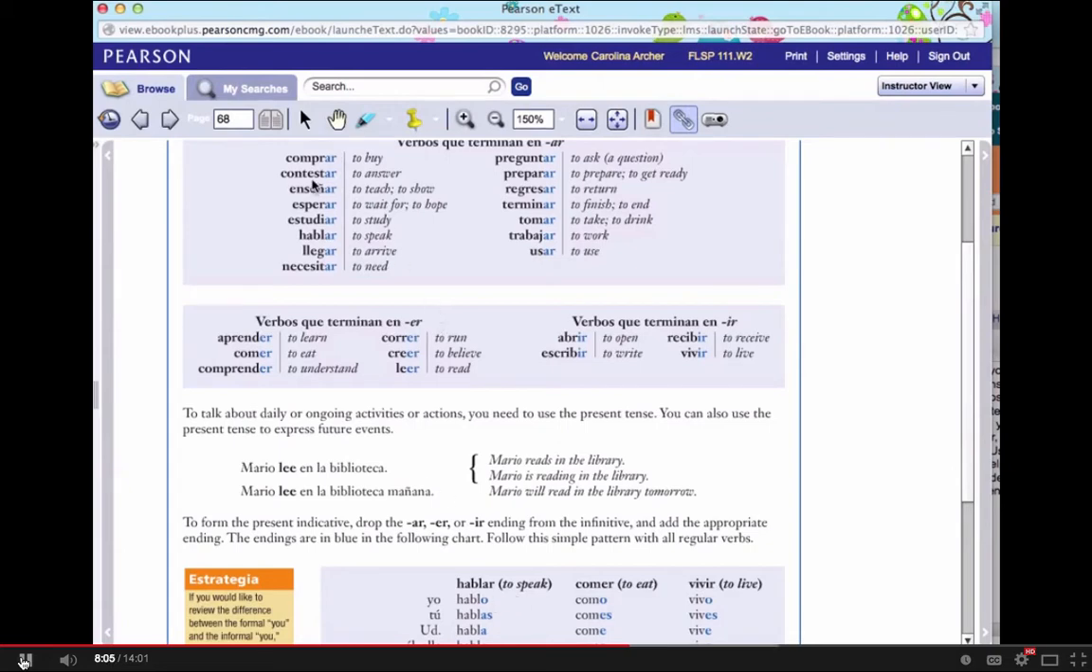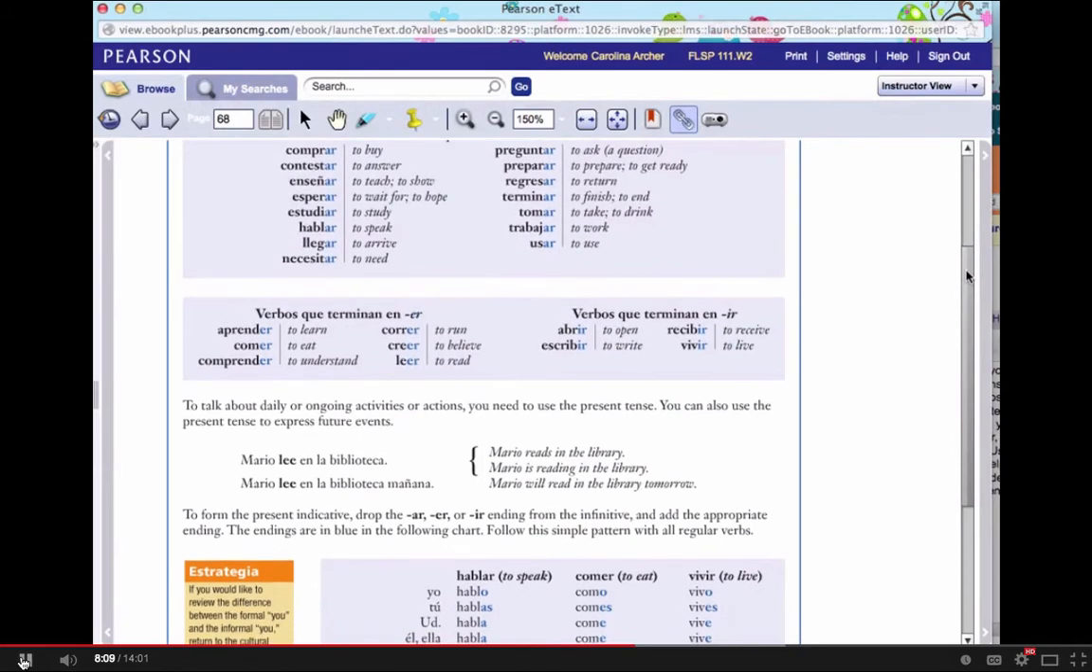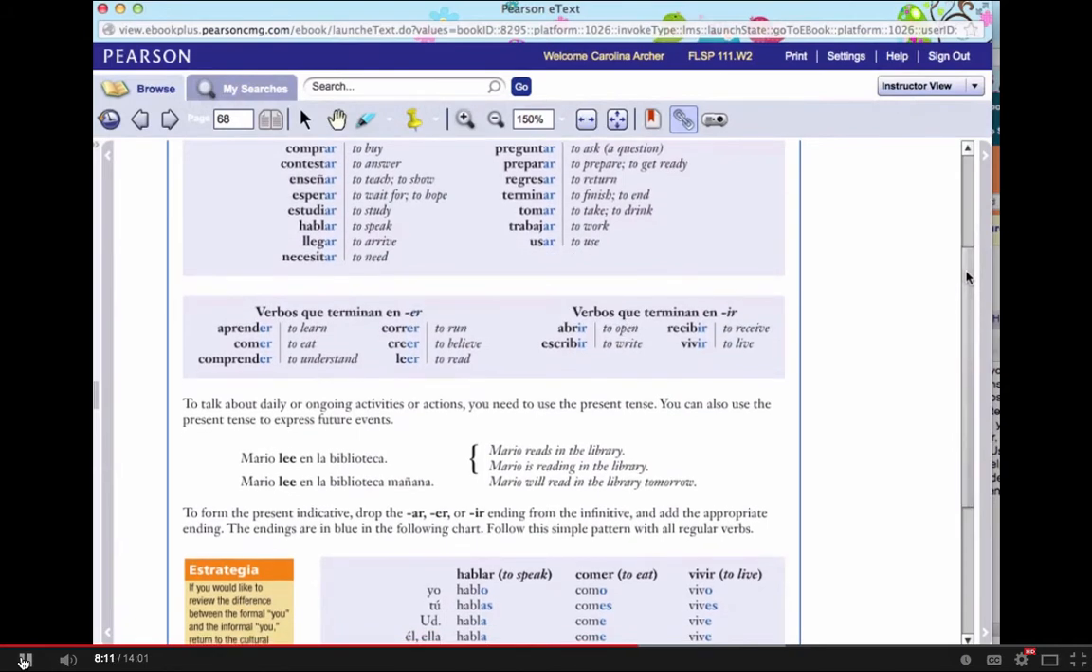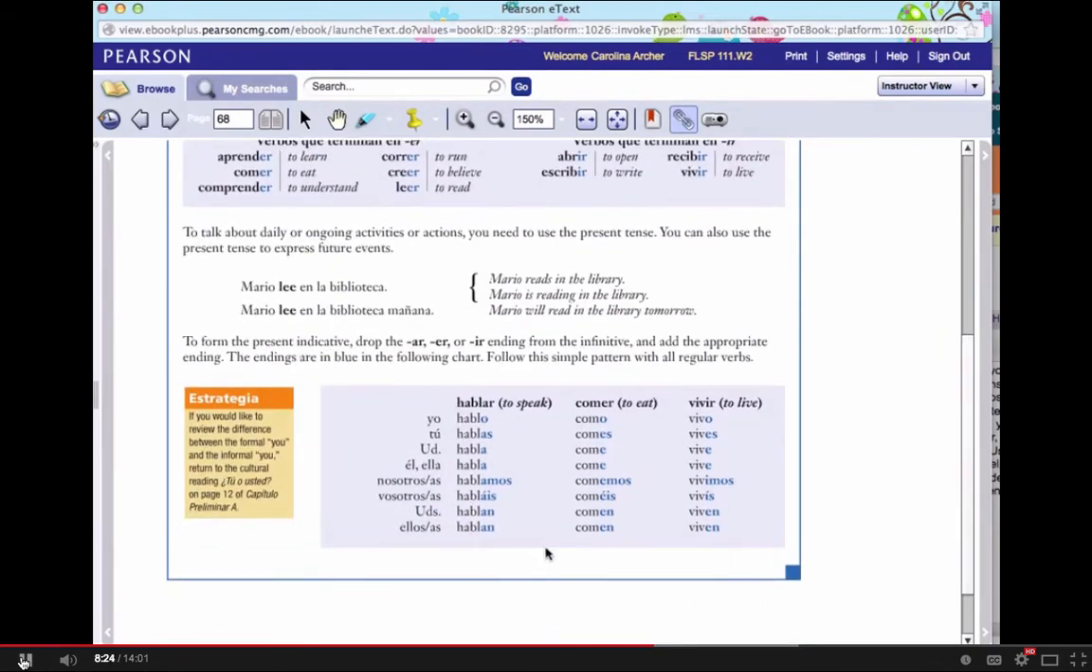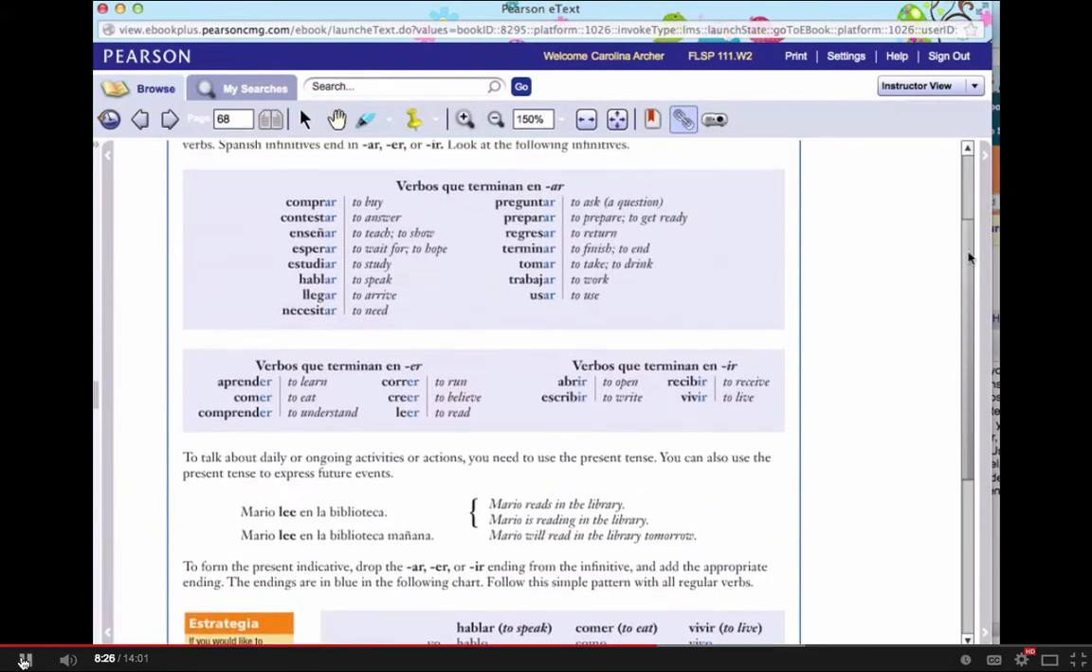Okay, so it's going to be yo compro, tú compras, él compra, o ella o usted compra, nosotros compramos, vosotros compráis, ustedes compran, etc. Okay? So contestar the same way. Contestar is going to conjugate the same way as hablar. Okay? Okay, the same way with -er. Here we have some more verbs that end in -er: aprender, comer, comprender, correr, creer, y leer.